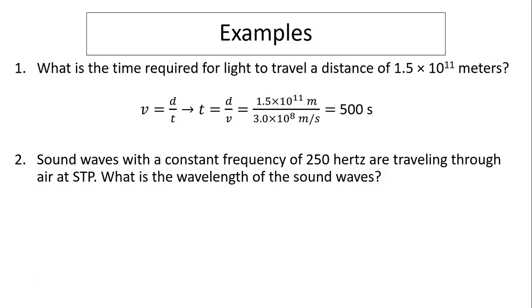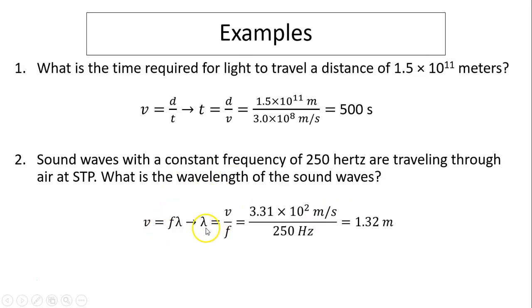Next one, a sound wave with a constant frequency of 250 hertz is traveling through air at STP. So right away at STP, we know the speed of sound, it's in the reference table, 331 meters per second. What is the wavelength? So we use the wave equation. We can find wavelength equals V over F, and that gives us 1.32 meters.